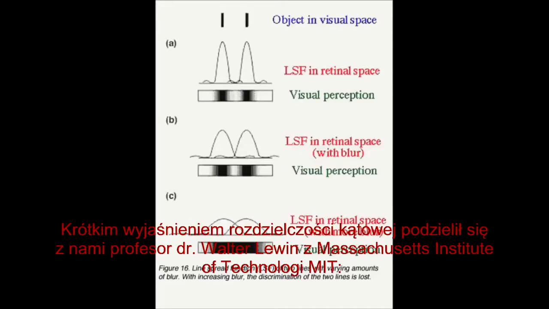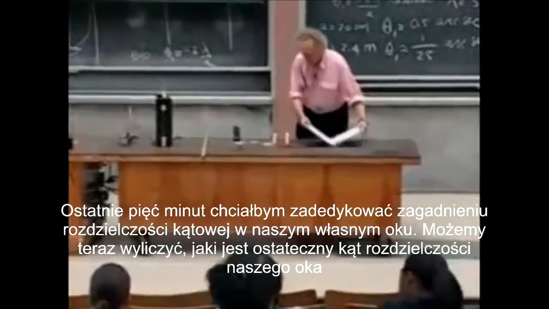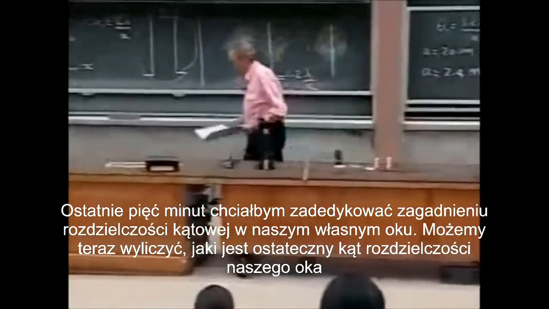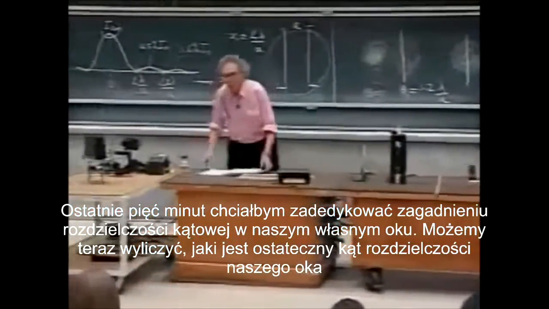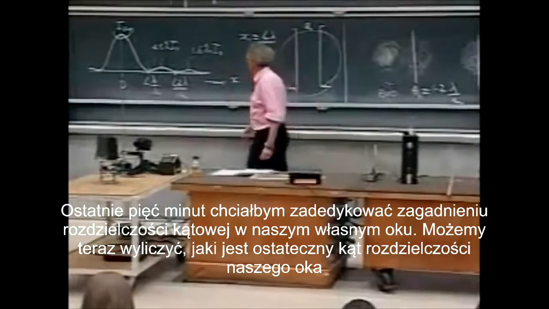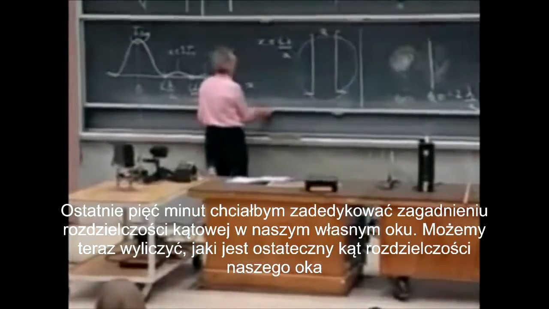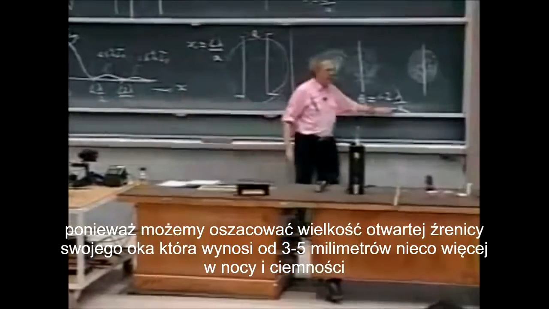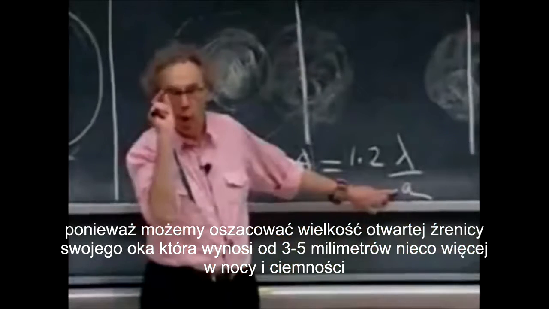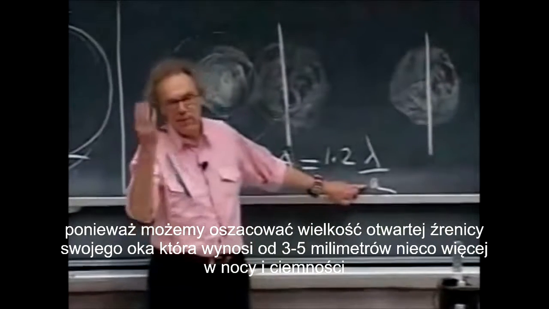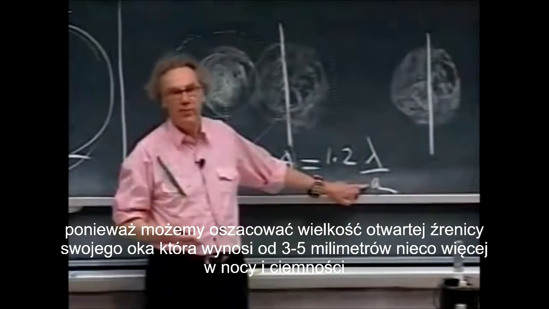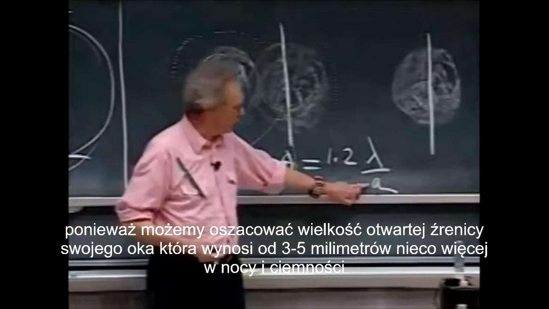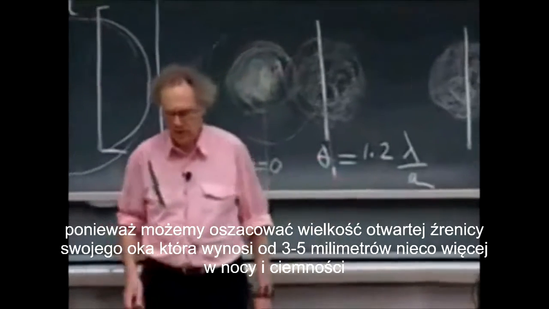And here is another quick explanation of angular resolution by MIT professor Dr. Walter Lewin. So in the remaining 5 minutes, I want to address the issue of the angular resolution of your own eye. You can now calculate what the ultimate angular resolution is of your own eye, because you can estimate what the diameter is of the pupil, the opening of your eye. 3 millimeters, maybe 5 millimeters, a little bit larger at night when it is dark. Pupil opens up, but we can calculate what this is.